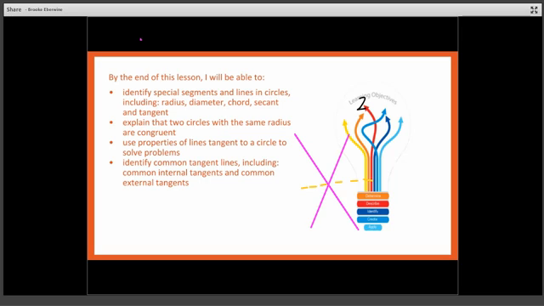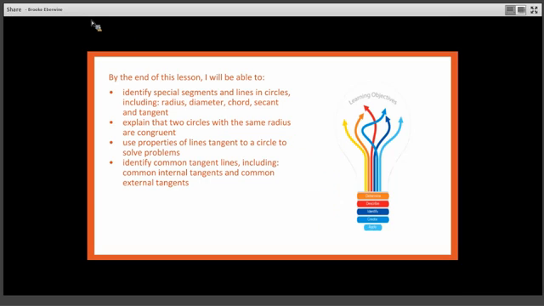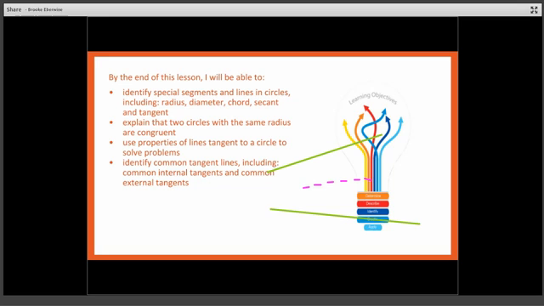Now let's look at the same figure and identify how many common external tangents we have. Remember, by definition, a common external tangent does not pass through the segment connecting the 2 centers of the circles. In this case, we also have 2, but it's going to be this green tangent and this green tangent. So how many common external tangents do we have here? We have 2.